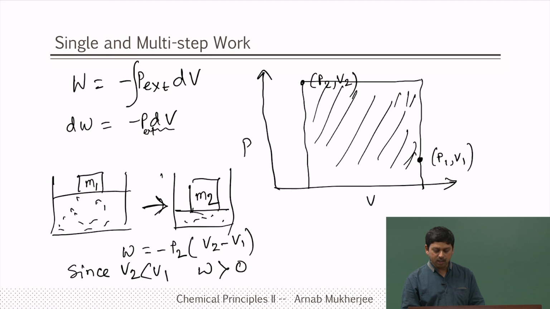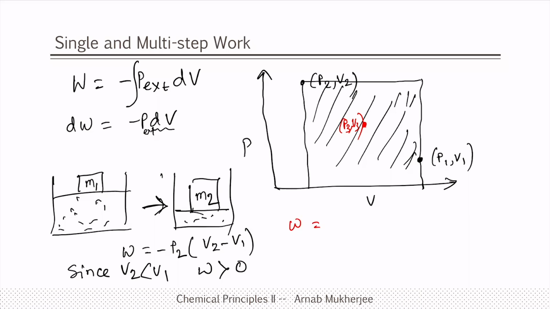Now, instead of one step, let us break that process into a two step process. Let us say we do not go from P 1 to P 2 directly, we want to take one more step in between, let us call that P 3 V 3. Let us say our P 3 V 3 is somewhere here.